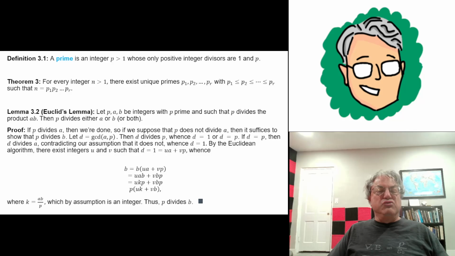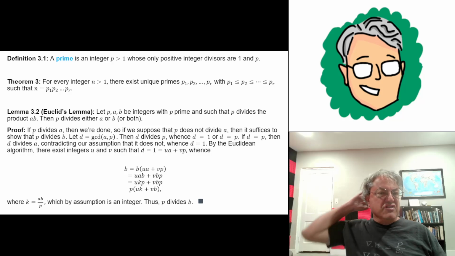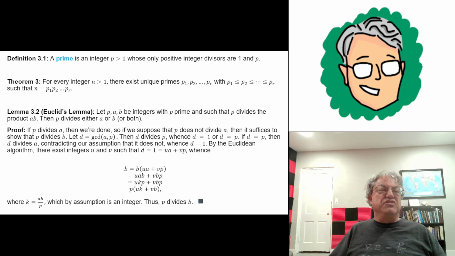1 is a special number we call a unit. And I've already been talking about units. Remember I said that the units of the Gaussian integers were plus or minus 1 and plus or minus i. There are 4 units among the Gaussian integers. It actually turns out there are 2 units among the ordinary integers, plus and minus 1. Those are both what are called units.